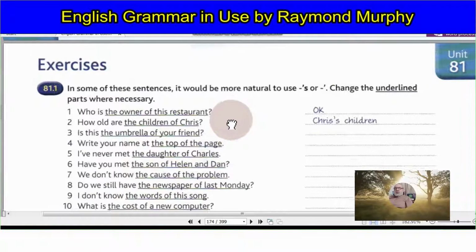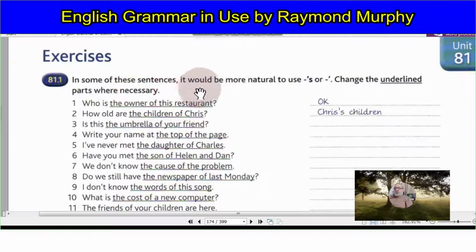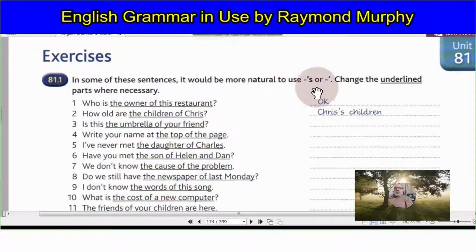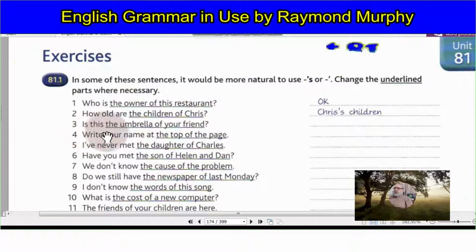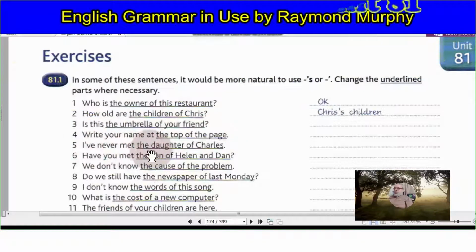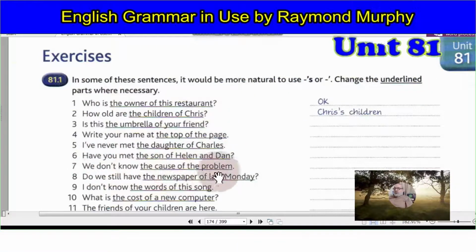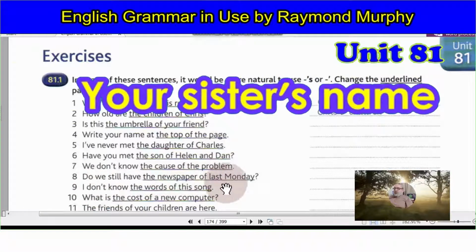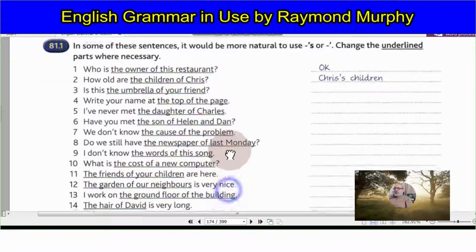Unit 81, exercises. 81.1. In some of these sentences, it would be more natural to use 's or change the underlined parts when necessary. Who is the owner of this restaurant? How old are the children of Chris? Is this the umbrella of your friend? Write your name at the top of the page. I have never met the daughter of Charles. Have you met the son of Helen and Dan? We don't know the cause of the problem. Do we still have the newspaper of last Monday? I don't know the words of the song. What is the cost of a new computer?